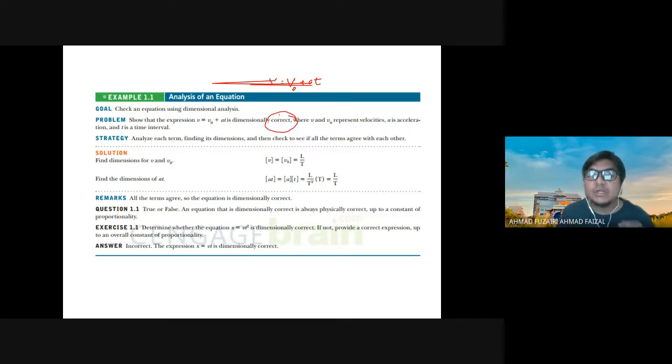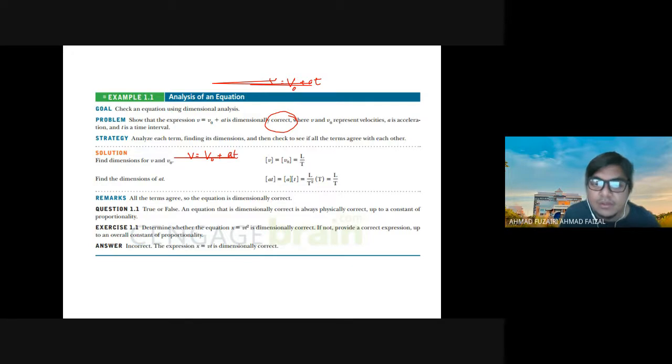Okay, you just need to prove it. How do you do some proof? How do you prove it's dimensionally correct? You need to do some dimensional analysis. Okay, this is v equals v naught plus at.